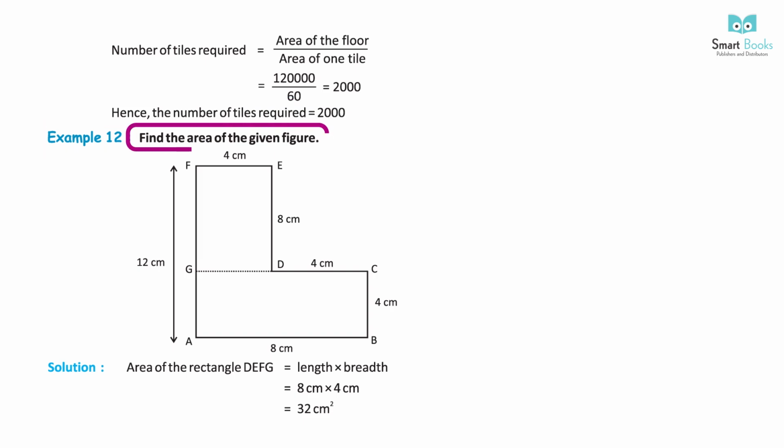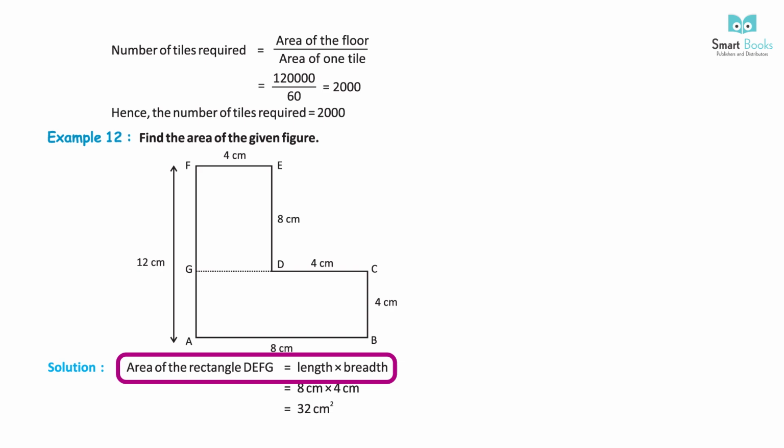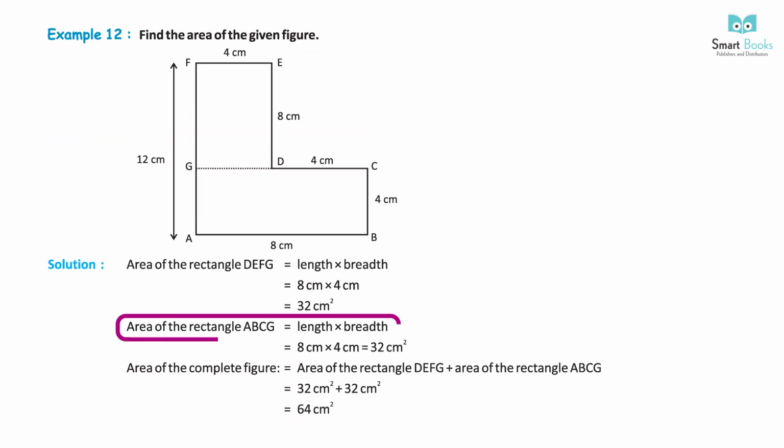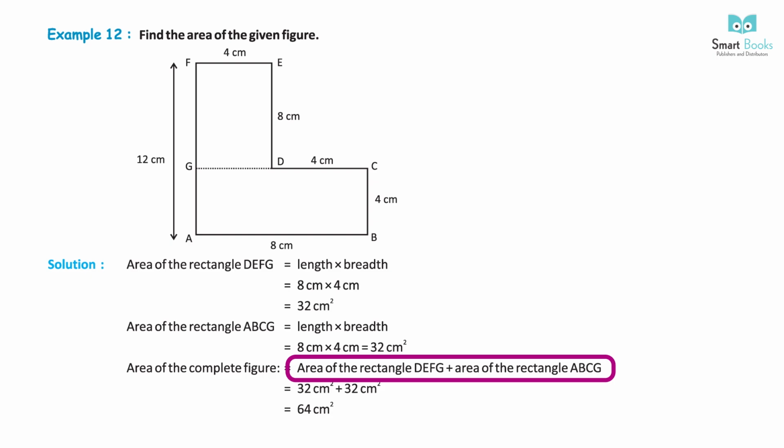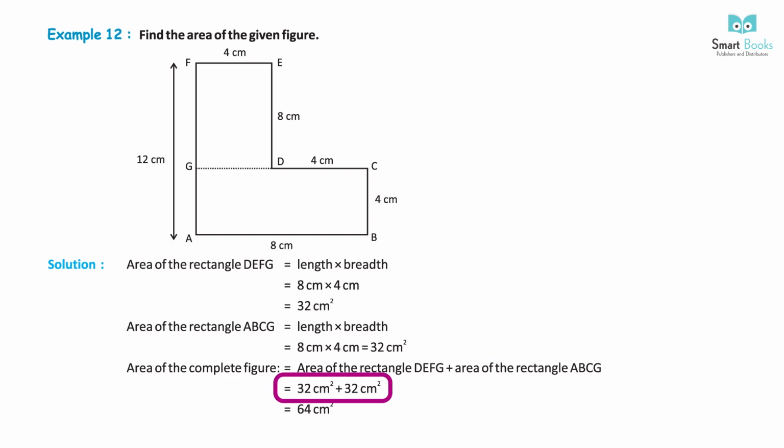Example 12. Find the area of the given figure. Solution: area of the rectangle DEFG is equal to length into breadth, which is 8 cm into 4 cm, equal to 32 cm square. Area of rectangle ABCG is equal to length into breadth, which is 8 cm into 4 cm, equal to 32 cm square. Area of the complete figure is equal to area of rectangle DEFG plus area of rectangle ABCG, which is 32 cm square plus 32 cm square, equal to 64 cm square.